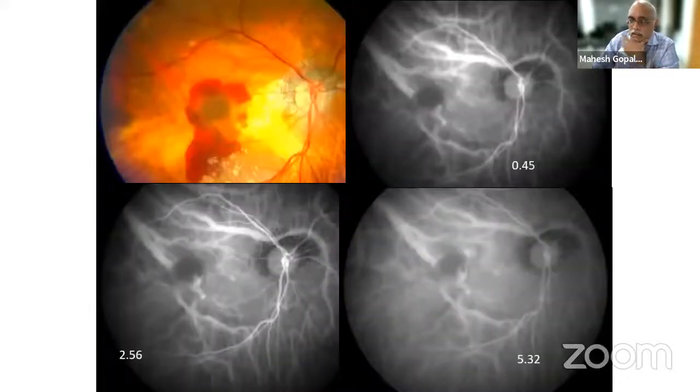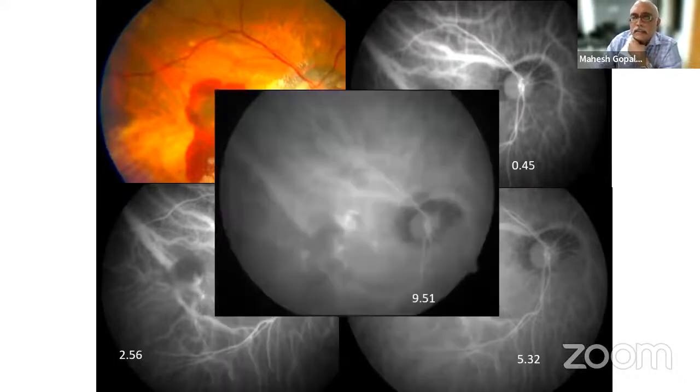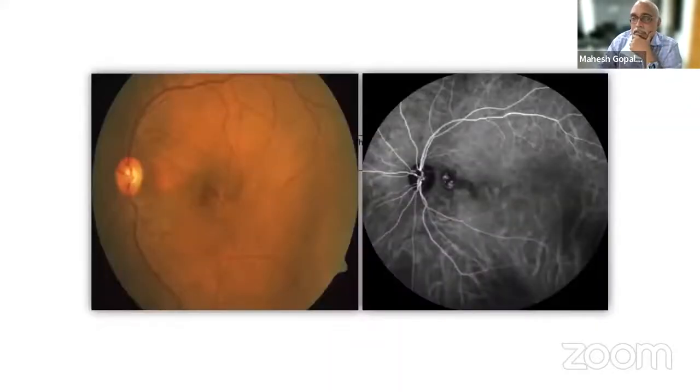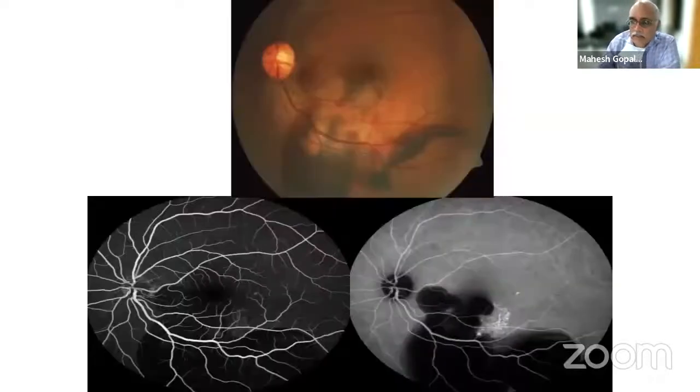I will show you some of the examples. This is the bunch of polyps you can see in the temporal area at the edge of the hemorrhages here. And this is the late phase of the ICG angiogram. This is another one, peripapillary. Even clinically, you can see that orange lesion, where there is a bunch of polyps in ICG.